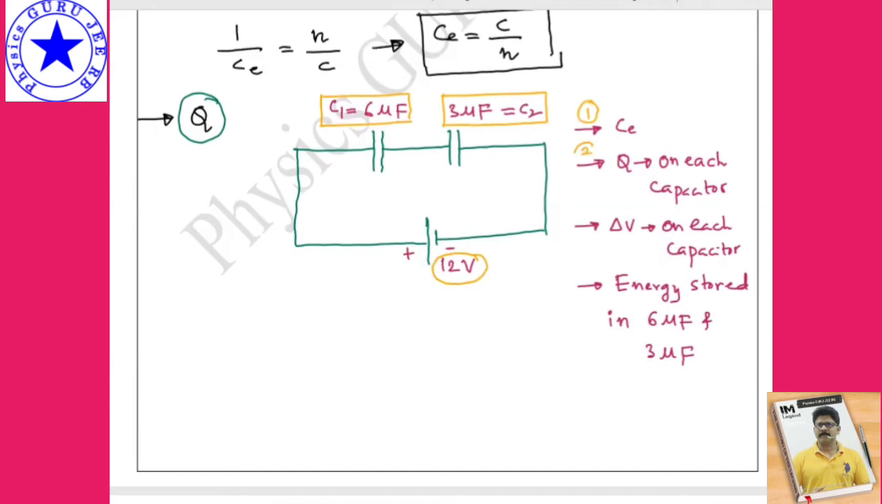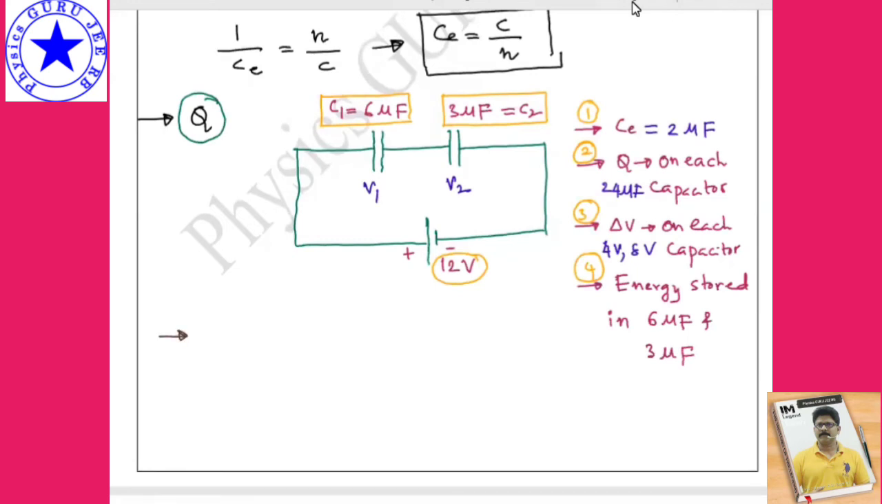Second one is the charge on each capacitor. Third one is the change in the potential on each capacitor. Fourth one is the energy stored in the 6 microfarad and 3 microfarad capacitors. Hope this is clear. I'll give you some time to try to solve and tell me the answers. Hope this question is clear. So let me start the solution for it.